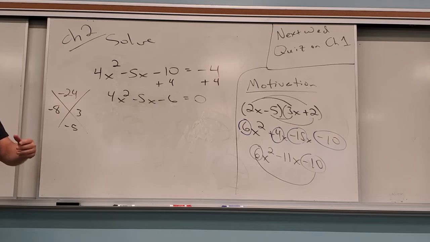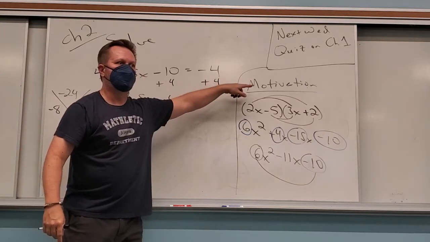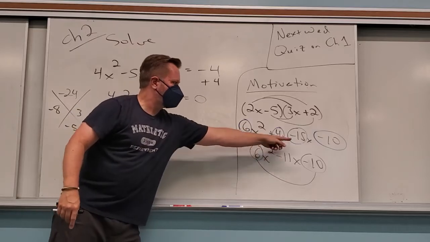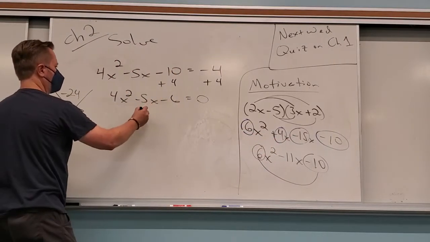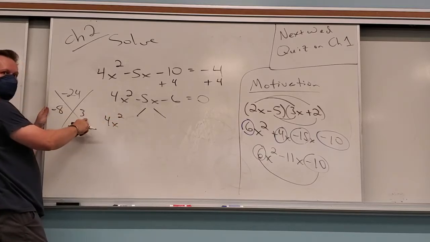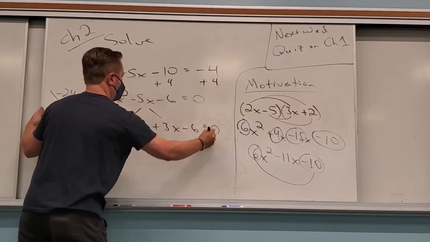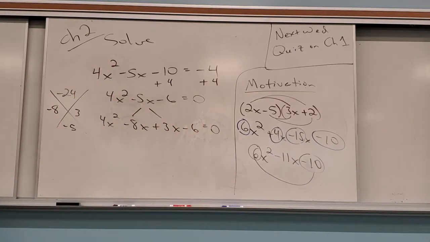Okay. So I basically do this backwards. I take the middle term and I break it up, like this. Minus 8x plus 3x minus 6. Let me stop for a minute. Some of you guys are like, yes, please stop.